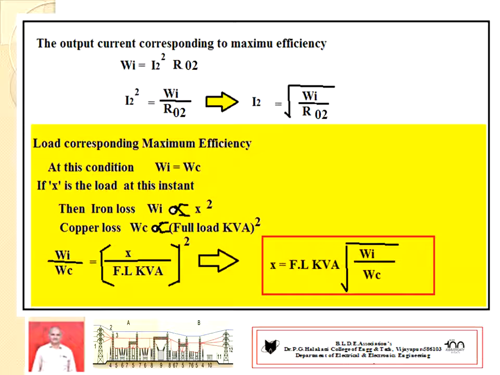Hence, what is the value of X? This is the fractional value of full load current. X may be equal to full load kVA divided by, under square root of Wi by Wc. Or, in the simplest method, for any load, copper loss equal to X square times Wc equals Wi. Once again, listen: any load condition, X square times Wc equal to Wi. By using this relation also you can calculate X.